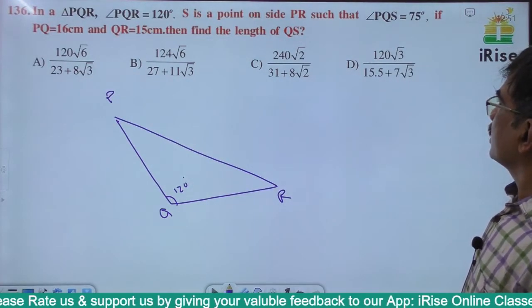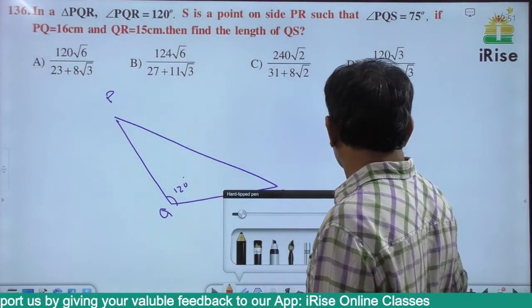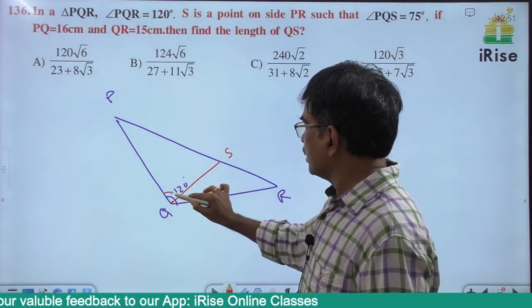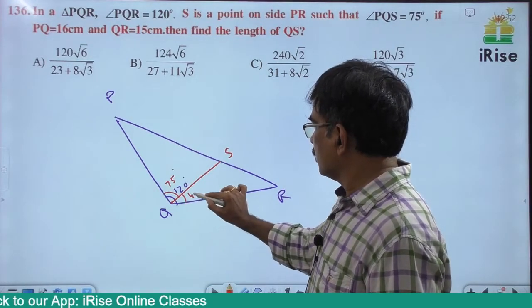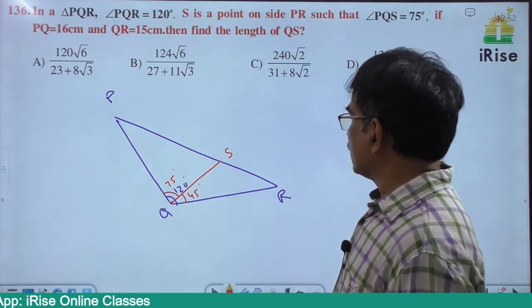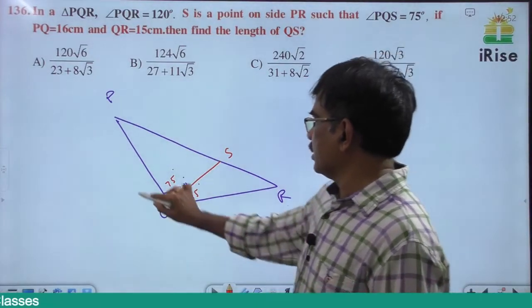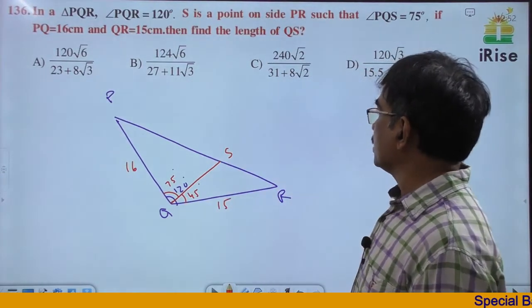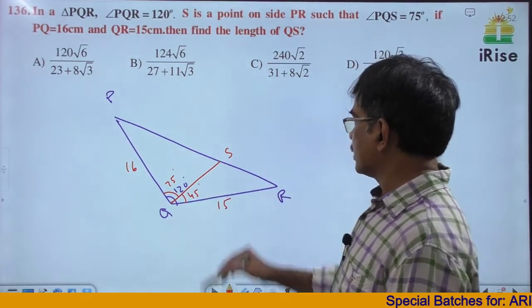S is a point on the side PR such that angle PQS is 75 degrees. Here, draw a line like this, PS, this angle is 75 degrees. Therefore, what is this angle? 45. Total is 120 degrees. If PQ is equal to 16 centimeters and QR is equal to 15 centimeters, then find QS. We have to find this length QS.